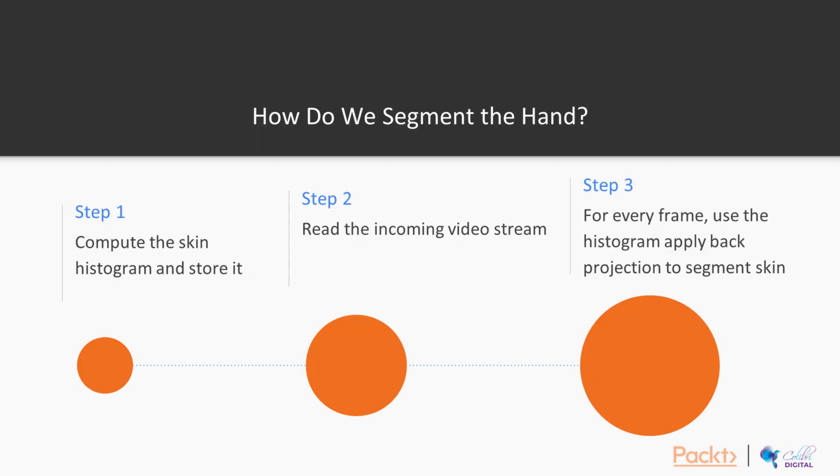In order to detect our hand, we will first need to extract the areas of the video where our skin is visible. To do that, these are the steps which we need to follow. Step 1 would be to compute a histogram of the hand or the skin and store it. Then read each frame of the incoming video stream, and for each frame, we will use the previously stored histogram and apply back projection to the current frame to segment out the parts which contain skin.